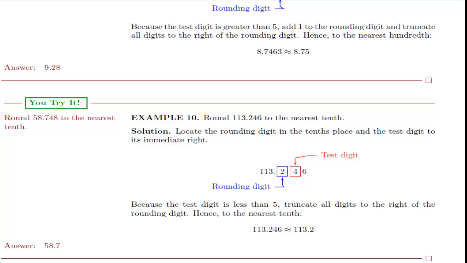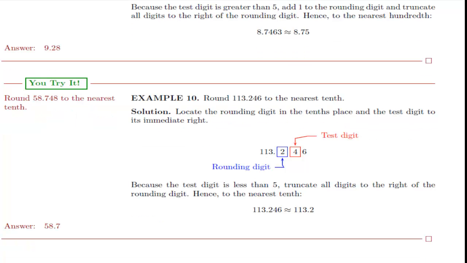Example 10. Round the decimal number to the nearest tenth. Solution. Locate the rounding digit in the tenths place and the test digit to its immediate right. Because the test digit is less than 5, truncate all digits to the right of the rounding digit, hence to the nearest tenth. 113 and 246 thousandths approximately equals 113 and 2/10.